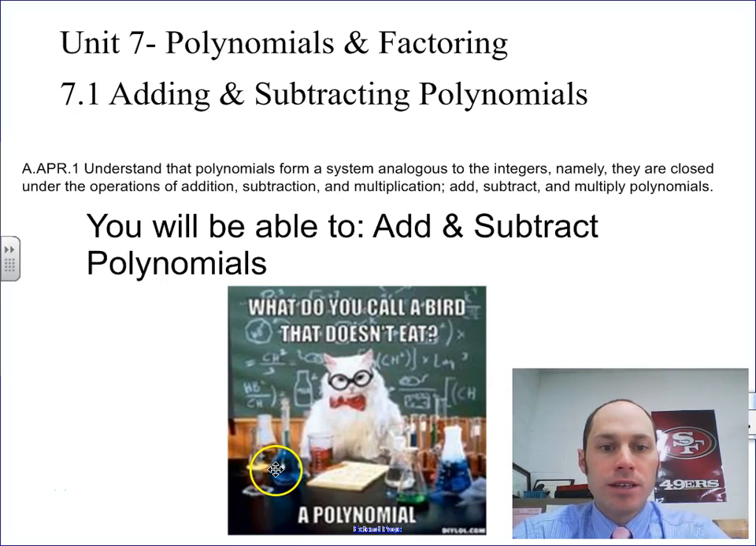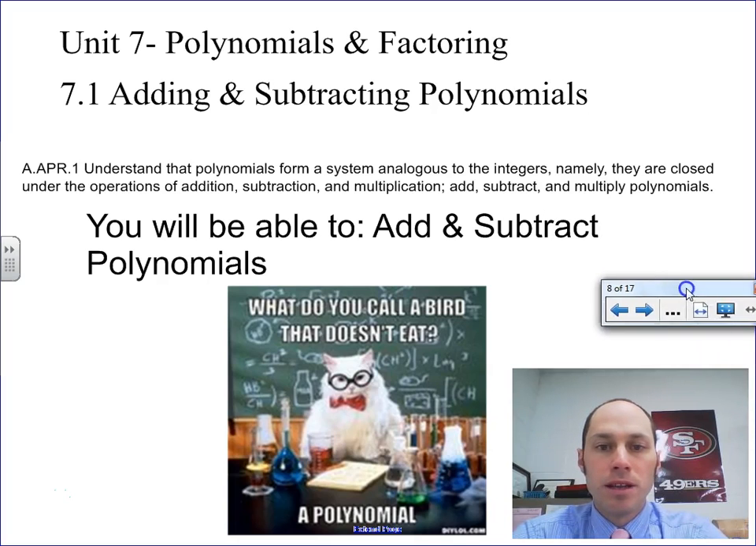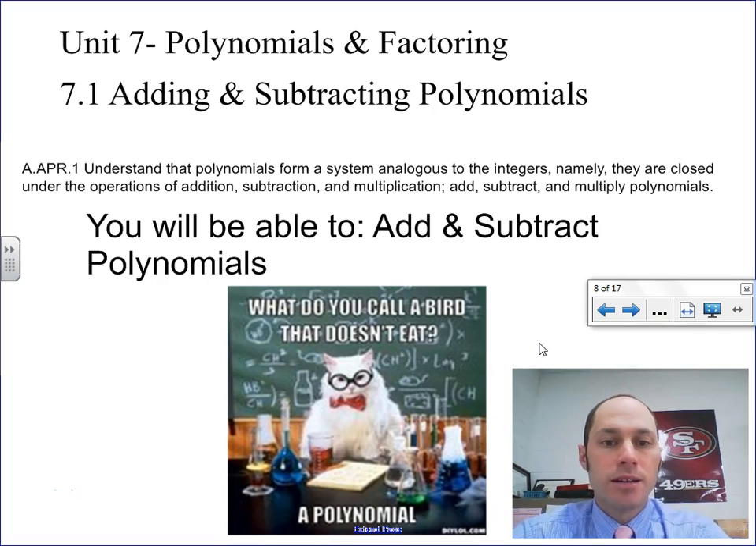We begin Unit 7 talking about polynomials and factoring. We're going to learn what a polynomial is. And first of all, today we're going to learn how to add and subtract polynomials. So hopefully you already know how to add and subtract. So that'll be something that will apply to adding and subtracting polynomials today.